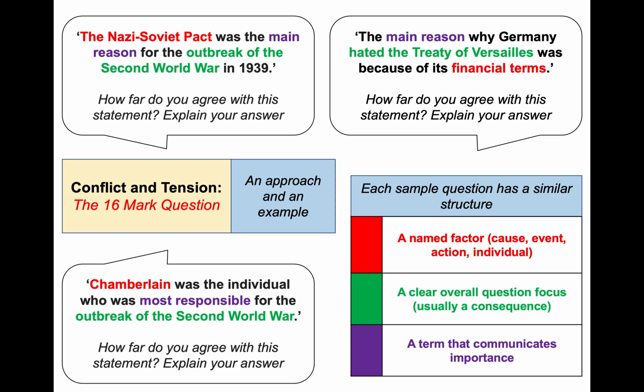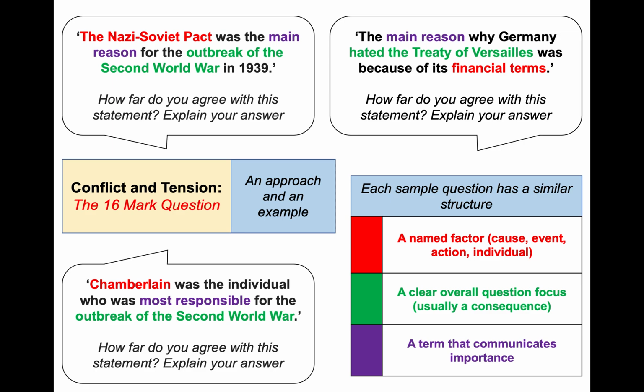So if we look at our first example at the top left of your screen, we'll see that the named factor is the Nazi-Soviet Pact. The clear overall question focus is the outbreak of the Second World War. And then finally, the term that communicates importance is main reason. And so the aim of this question, as you can see, would be to judge the extent to which the Nazi-Soviet Pact can be seen as the main reason for the outbreak of the Second World War.